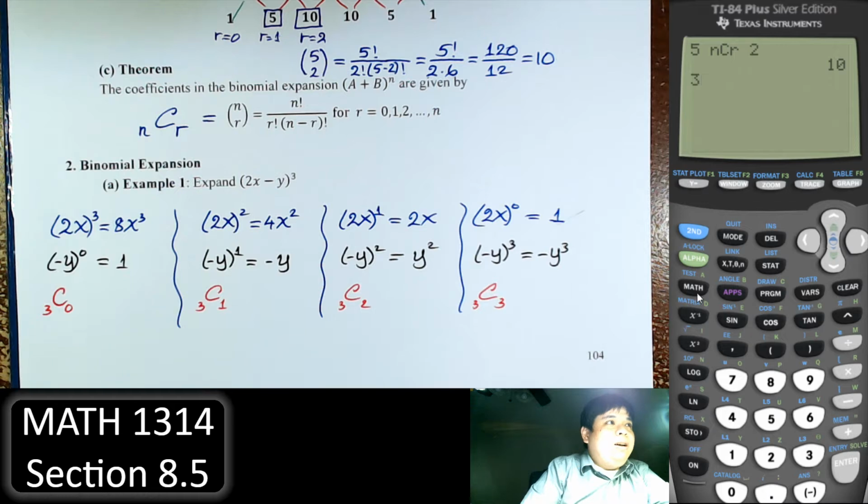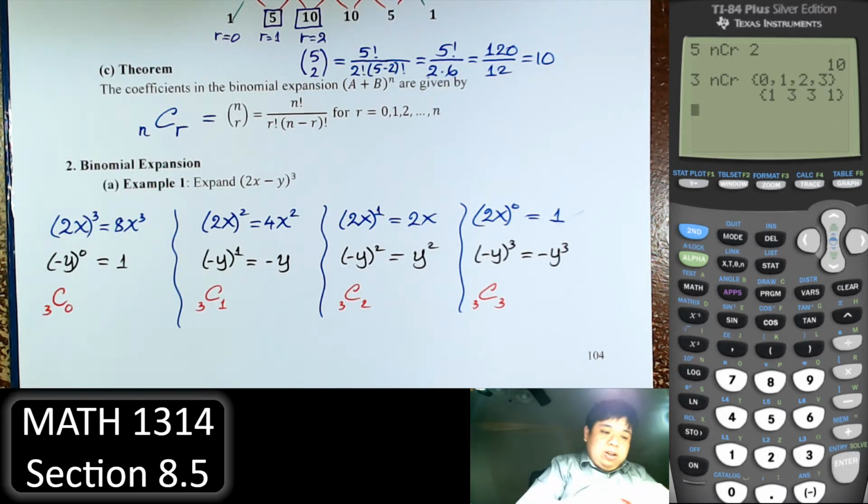3, math, probability, option number 3. And you see this button here. I'm going to do 0, 1, 2, and 3. Close curly bracket, second parentheses. Right, so that's what we have.